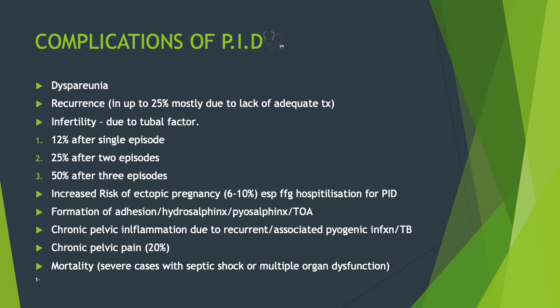They are also at risk of formation of adhesions, a persisting hydrosalpinx, pyosalpinx, or a tuboovarian abscess. This can be associated with the chronic pelvic inflammation, especially due to recurrence or associated pyogenic infections. Most patients also suffer with chronic pelvic pain, sometimes as high as 20% of patients. They can include dysmenorrhea, dyspareunia, and severe backache, going hand in hand with dyspareunia.